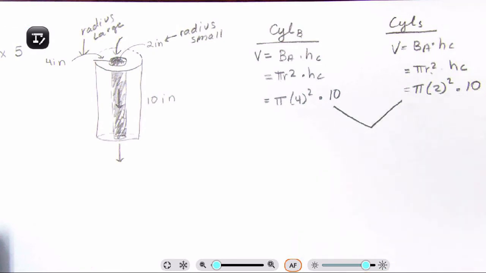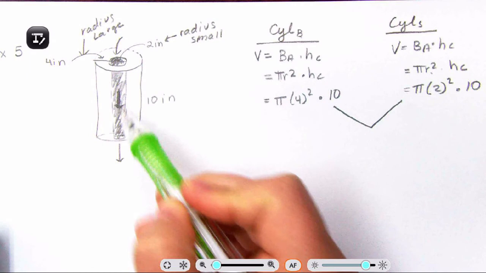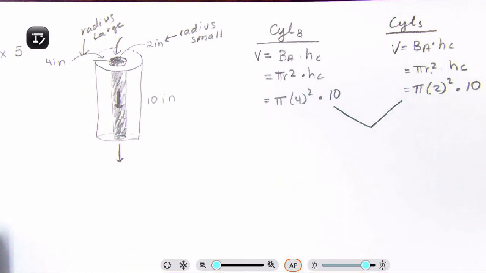Are we removing or are we adding? We are actually removing. So this right here, if you can see the arrows, that means the cylinder has been drilled out. So think of it like a paper towel roll. This is exactly what this would be.